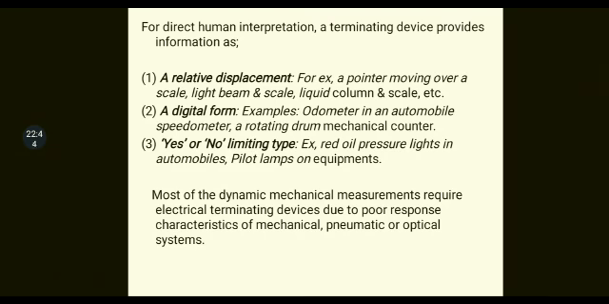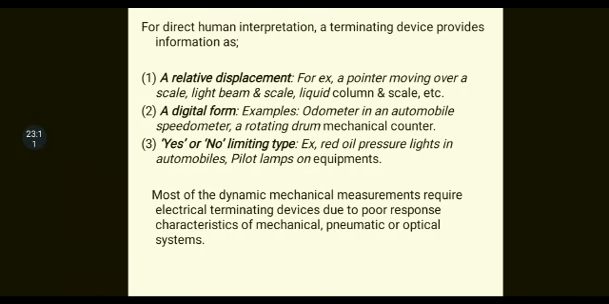Like light indicators. When you switch on, the neutral light will come. That is the indicator: it is in neutral. If it is not in neutral, it is understood that the vehicle is in gear, and you have to put it into neutral, then kickstart. So there are different types like this. These are the terminating elements which communicate in this form.